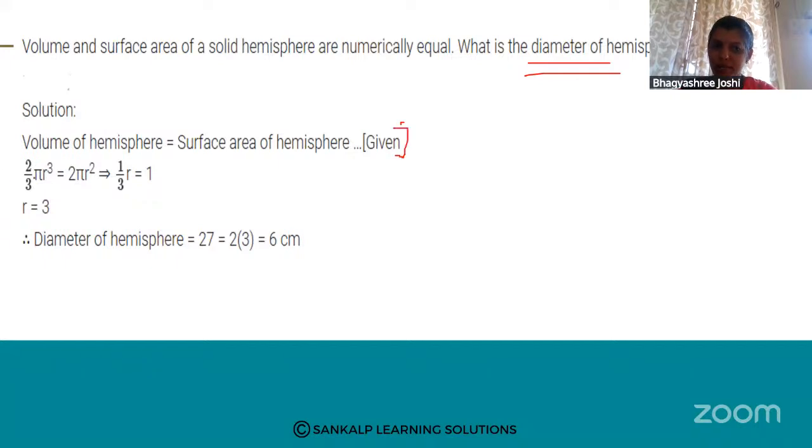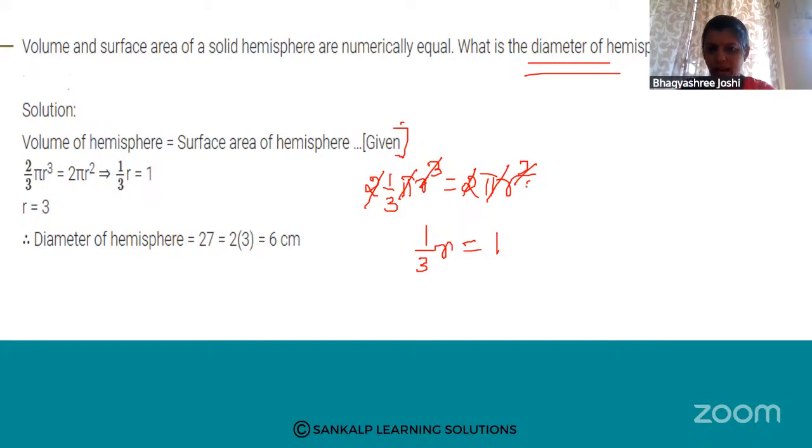Next, what is the formula to calculate volume of a hemisphere? That is 2 by 3 pi r cube, and surface area of the hemisphere is 2 pi r square. Now, 2 by 3 pi r cube can be written as 2 into 1 by 3 pi r cube is equal to 2 pi r square, right? Now, 2 and 2 will get cancelled. Pi and pi will get cancelled. Here r cube is there, here r square is there. That means 1 by 3 r is equal to 1, because 2 pi r square all are getting cancelled here. That means we are getting 1 here.